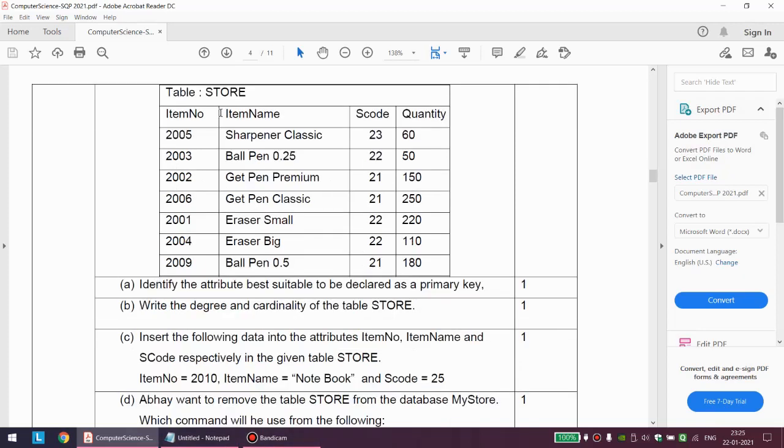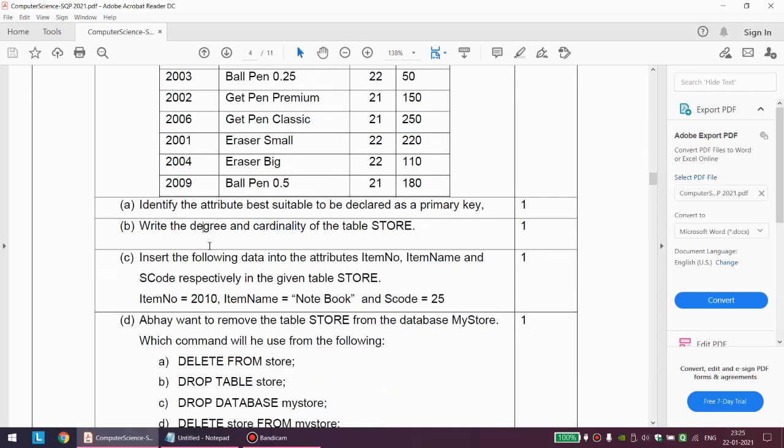Okay, so as per me, because degree is the number of attributes, degree will be 4. Cardinality is the number of tuples, that is it will be 1, 2, 3, 4, 5, 6, 7. So degree will be 4 because degree is the number of attributes or columns, and cardinality will be 7 because cardinality is the number of rows or number of tuples.